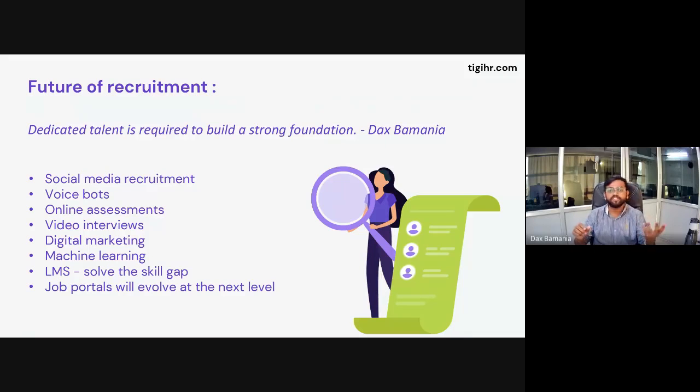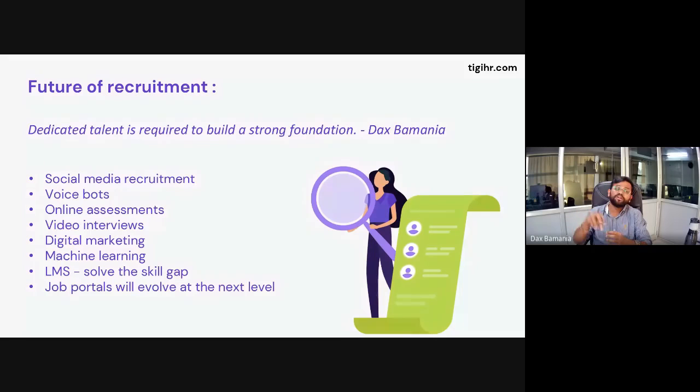Then online assessments will be there. We just need to send the link to the candidate, and the candidate has to perform the test, and after that we can identify the technical skills. Then video interviews will be there. Virtual platforms are growing very fast as we are connected, right? So digital marketing will be there. People are going to do digital marketing for recruitment. Then machine learning will be there, because machine learning is a part of the LMS only.